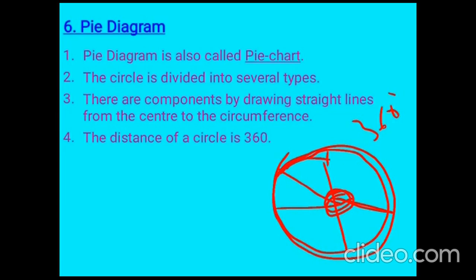Once again, what is a pie diagram or pie chart? First point, pie diagram is also known as pie chart. Second point, the circle is divided into several components. Third point, they are made by drawing straight lines from the center to the circumference. Fourth point, the total circle is 360 degrees.